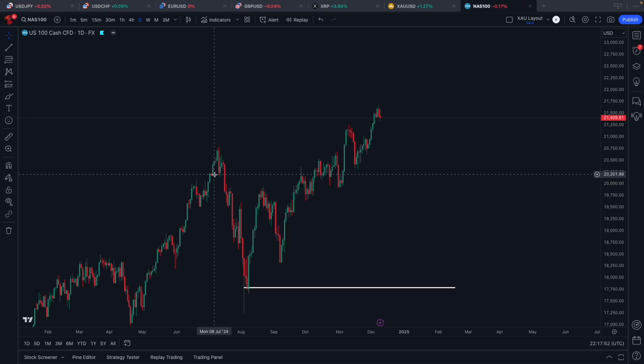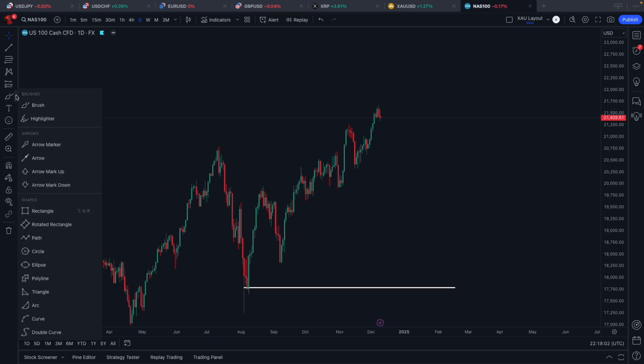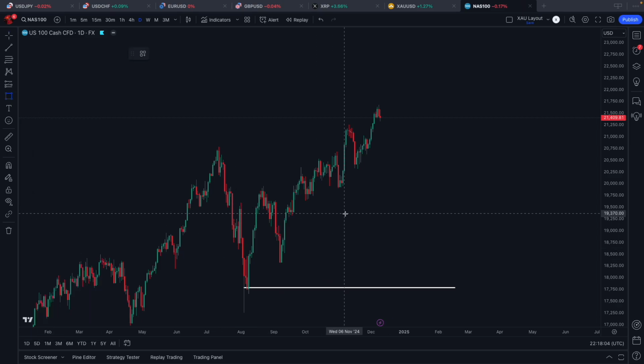Now, with us wanting to buy into this market, we need to look for areas of demand, areas at which price may pull down into before trading higher. Okay, so we need to look for areas of demand, fair value gaps, order blocks, things of that nature.